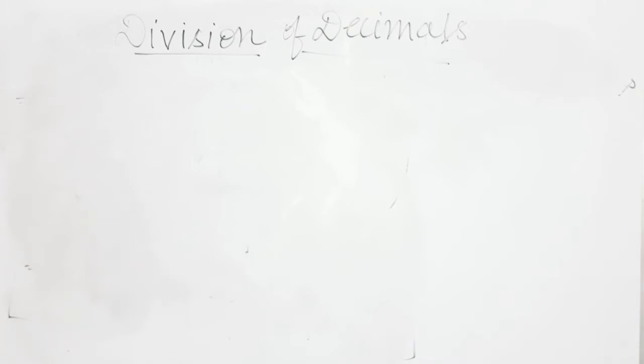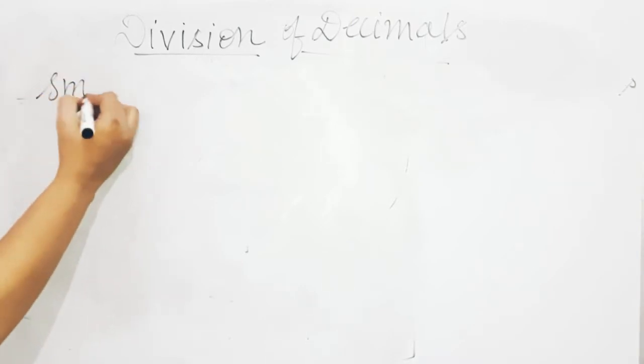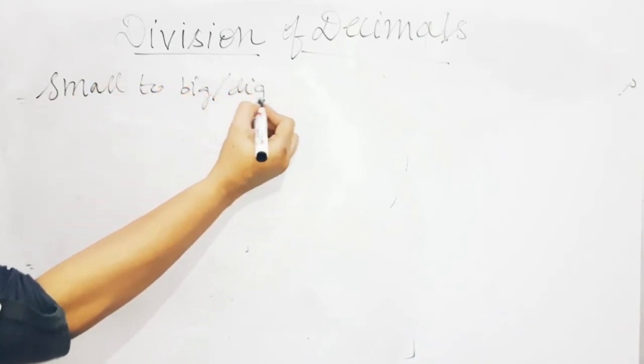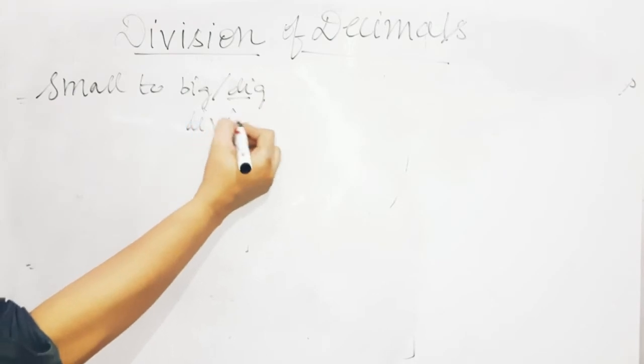You all know how to convert paise into rupees, and you all know how to convert kilometers into meters and meters into kilometers. This was in class 3 also, and I have given you one trick also: small to big, big as in dig and D as in divide. So when you are going from a smaller unit to a greater unit, in that case you have to divide. Let me explain you. Small to big, and the rhyming of big is dig, and dig means divide.